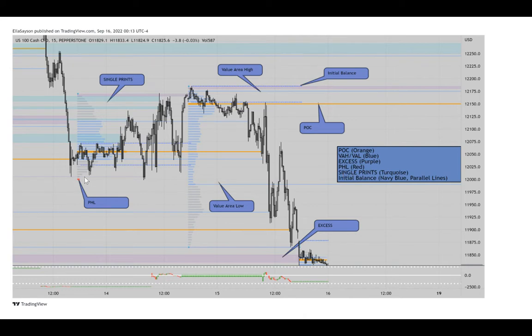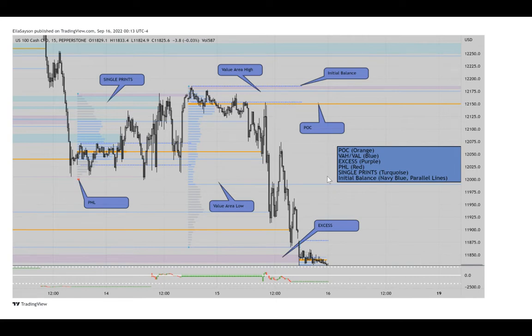We're going to look for the PHL, which is this red little block, I guess you could call it, and that's the PHL. Single prints are going to be the turquoise horizontal ones right here. We've got some up here. Got a second one. I have a very small minor one right here as well. One that's relatively thicker than the previous. And then we have one here higher as well. And then, of course, like I said, initial balance, that's the navy blue parallel lines right here, and that one is with the little dots.